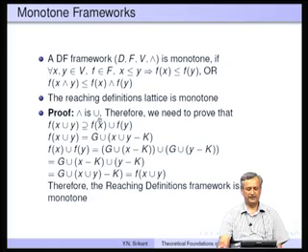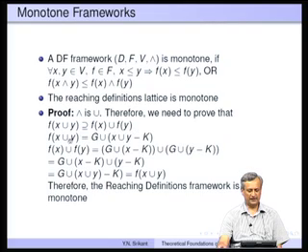The meet operator is union here in the reaching definitions framework lattice. So, what we need to prove is that f of x meet y, here f of x union y, and this less than or equal to is superset, so we replace that with the superset symbol: f(x) meet f(y) is f(x) union f(y).